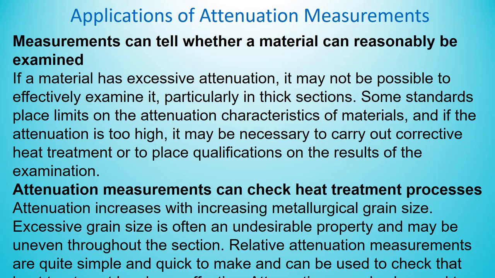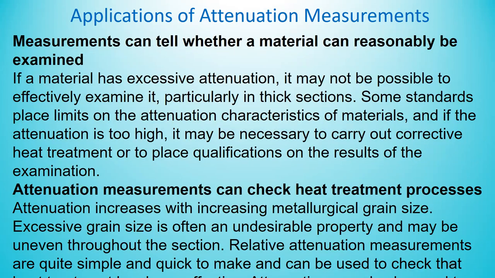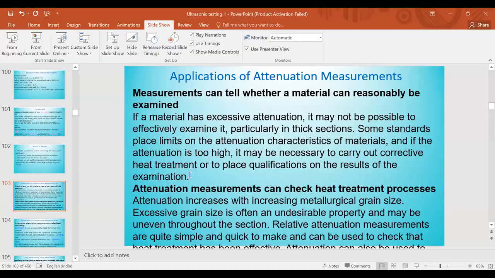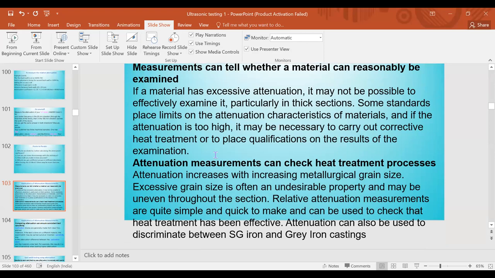Attenuation measurements can check the heat treatment process. Attenuation increases with increasing metallurgical grain size. Excessive grain size is often an undesirable property and may be uneven throughout the section. Relative attenuation measurements are quite simple and quick to make and can be used to check that heat treatment has been effective. Attenuation can also be used to discriminate between SG iron and gray iron castings.